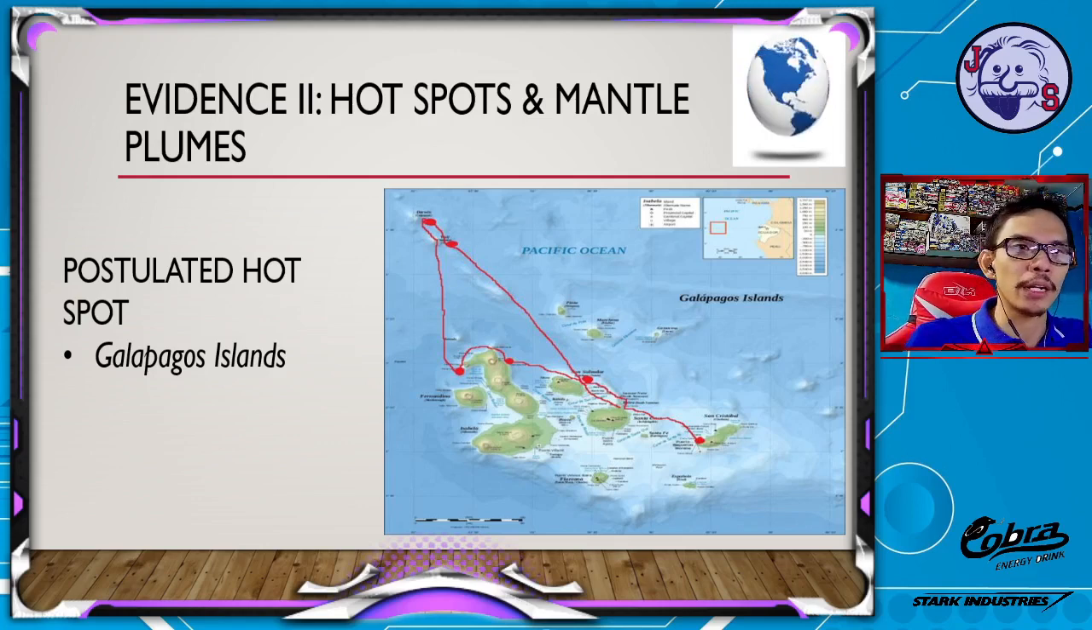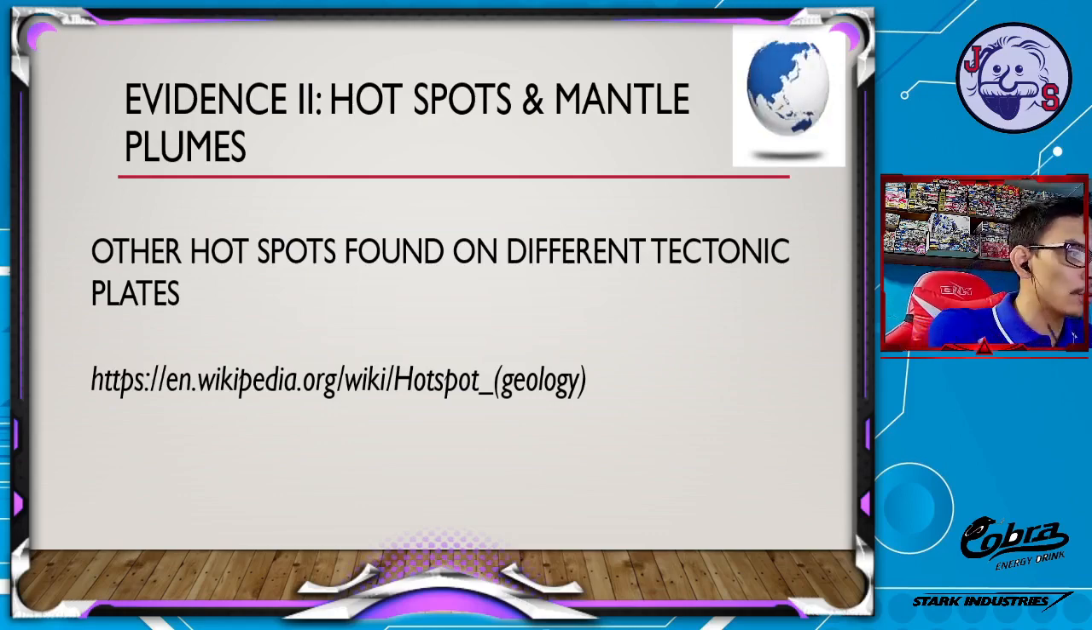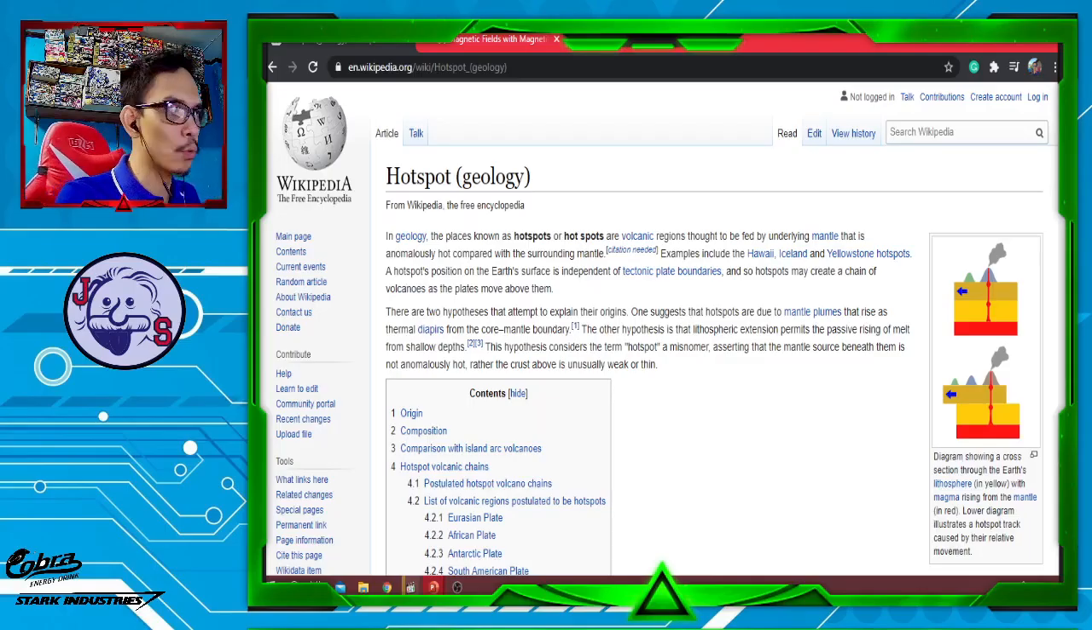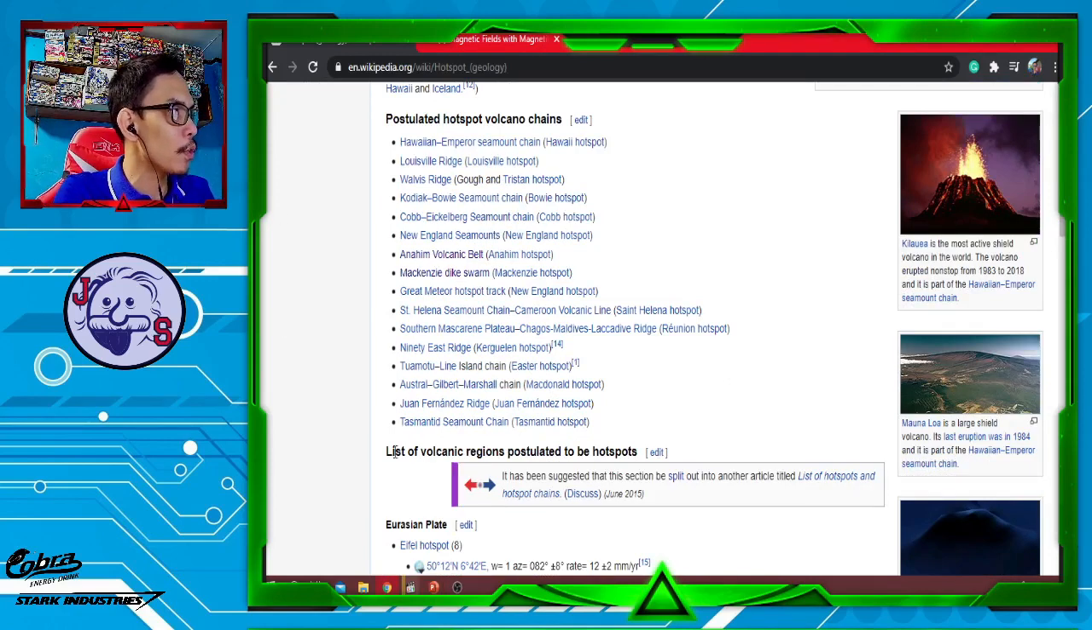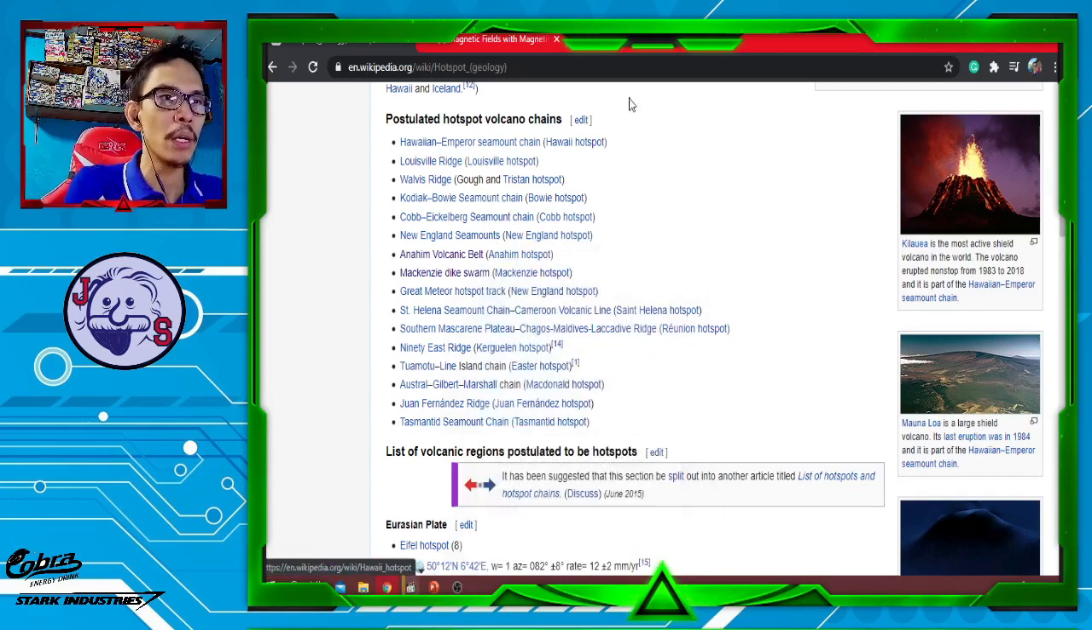There are some places here on Earth that are considered hotspots aside from the Hawaiian Islands, and you can go to this website to check out what those hotspots are. Upon looking at it, there are so many hotspots. Some of them are being degraded away, and some of them are still present at this point in time. You can visit this website and click on those hotspots if you want to know more. So again, evidence number 2, hotspots support the plate tectonics theory.